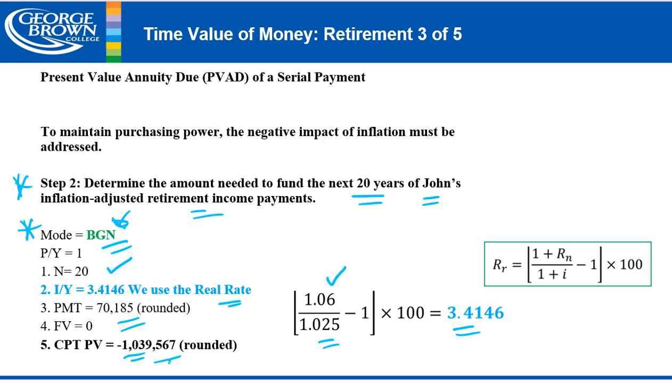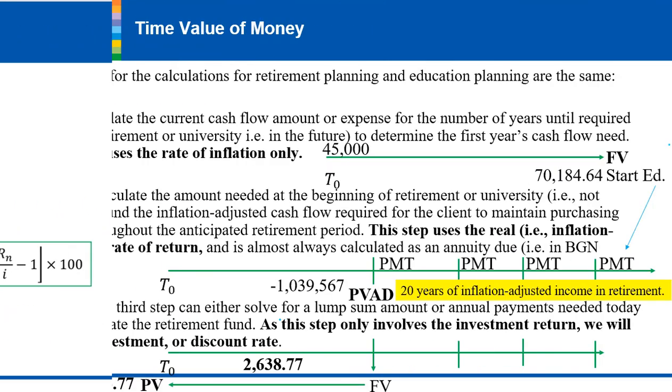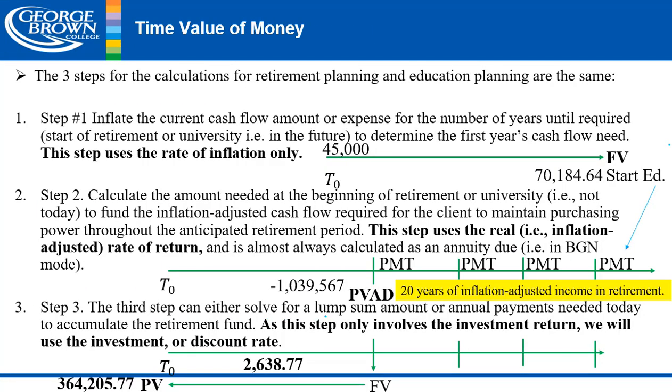The present value of the annuity due, we need $1,039,567 at the beginning of 20 years of retirement to make a payment at the beginning of every year for the next 20 years. So the third step here, we can either solve for a lump sum or we can calculate annual payments needed starting today, every year, every month, to accumulate the retirement fund.